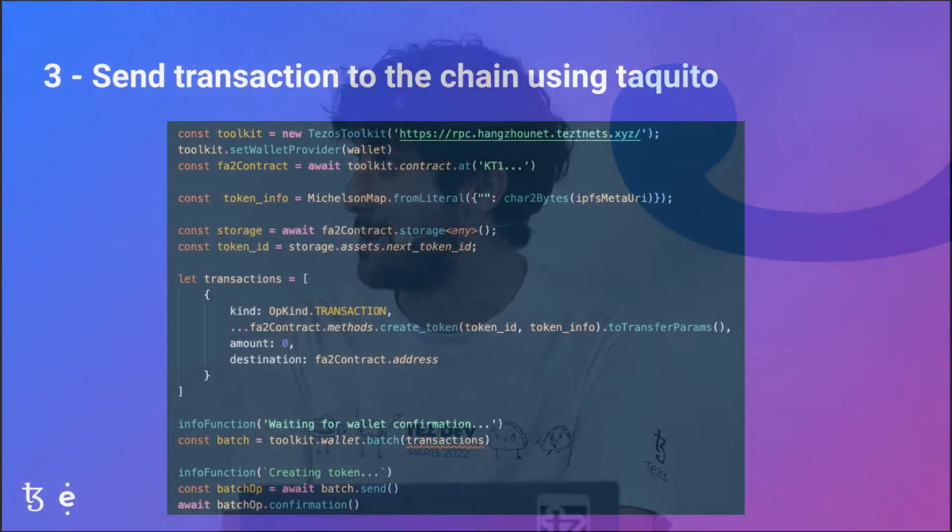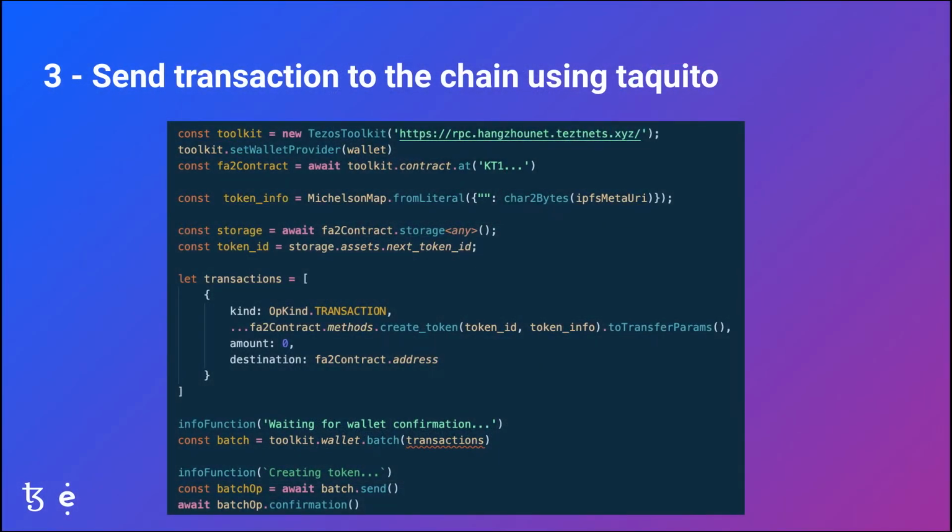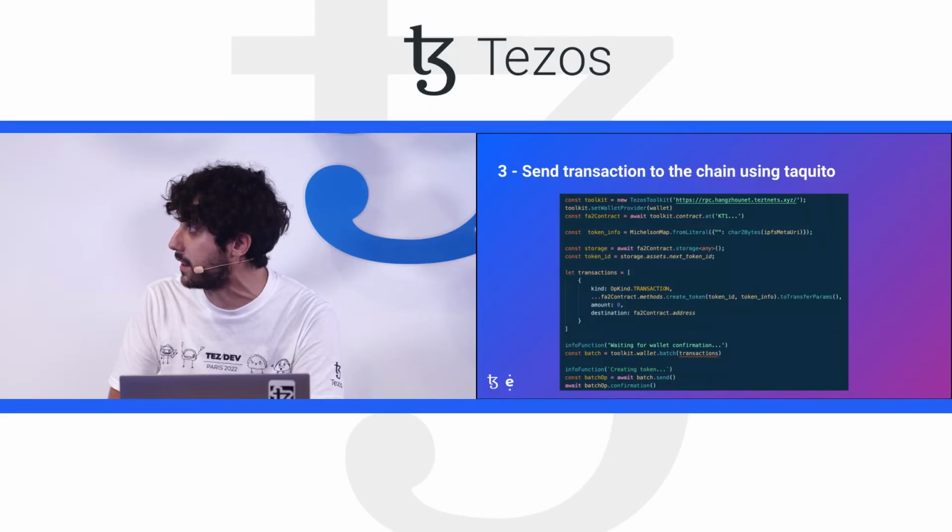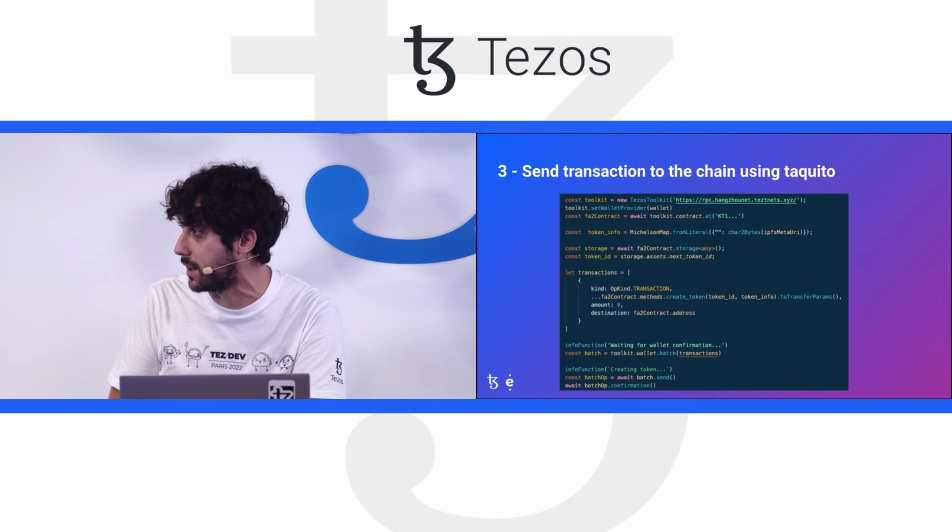Finally, we're going to send the transaction to the chain. Here's an example of how the code looks like using Beacon. This is a standard call where you select the network, you specify the wallet and the contract, and this is how the call for the transaction looks like.